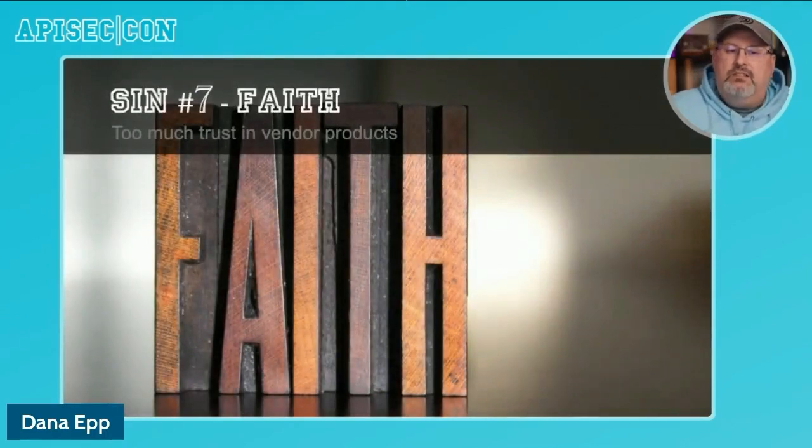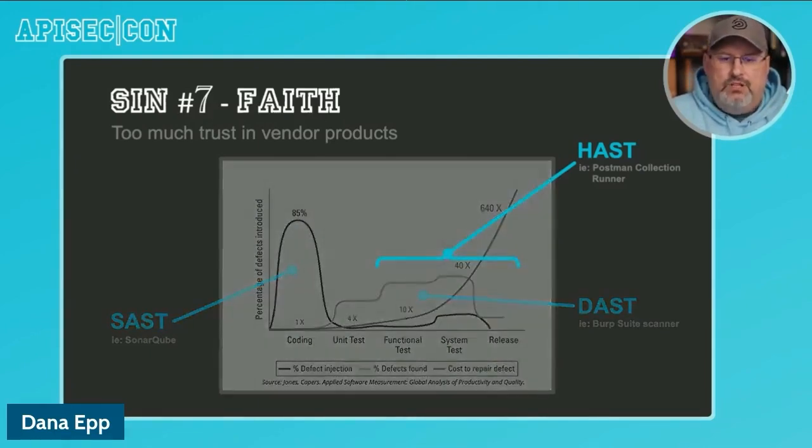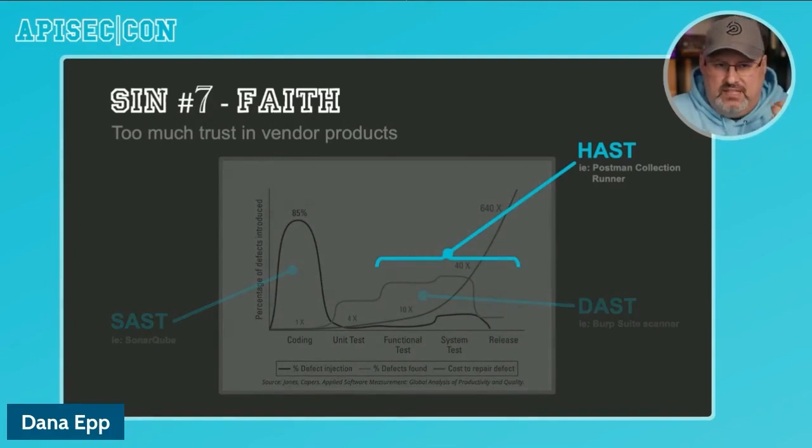Our final sin is around faith. Too much trust in vendor products. You know, we were talking about this whole aspect of SAST and DAST, where vendors have built some very good technology to help on there. But when we're talking about HAST, we're still using vendor technology there. But the reality is the majority of the testing that's going to find the deepest, most impactful vulnerabilities is going to come at the HAST level.